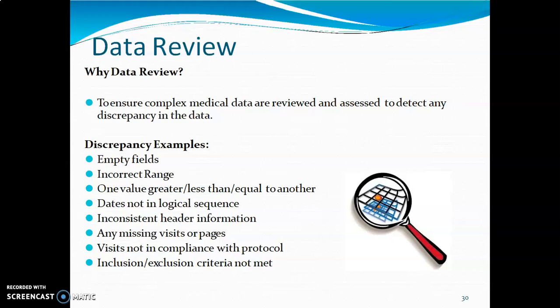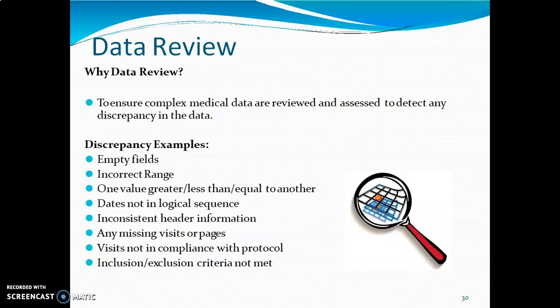Visits not in compliance with the protocol, because the protocol will very clearly mention the practical procedures to be contained. Suppose a visit has been done but it is not in compliance with the protocol, so that will also give rise to discrepancies. So the data management team will raise a question.